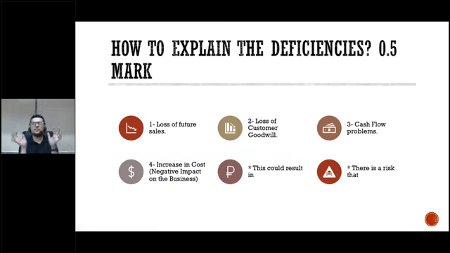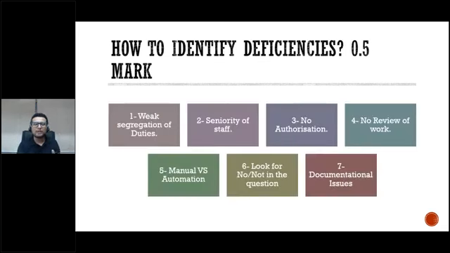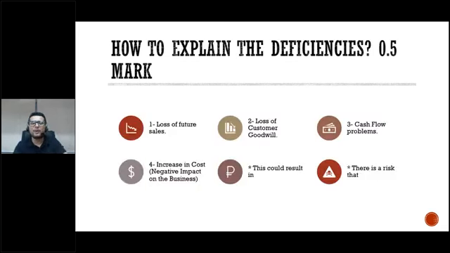So now we are finally done with 1 mark. Half mark for the identification of deficiency. We are going to copy everything from the question, and half mark for the explanation. And as far as the explanation is concerned, the explanation comes from these areas: loss of future sales, loss of customer goodwill, cash flow problems. All these factors are there to make the client realize that if they are not going to overcome the deficiency, they are the ones who are going to face the music.